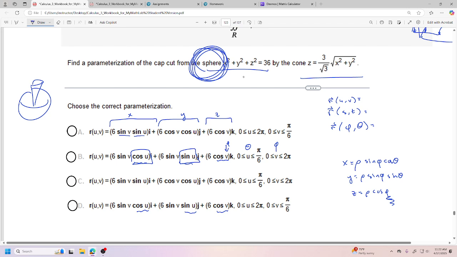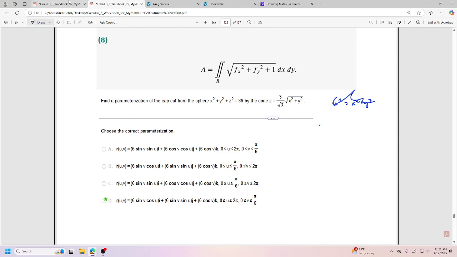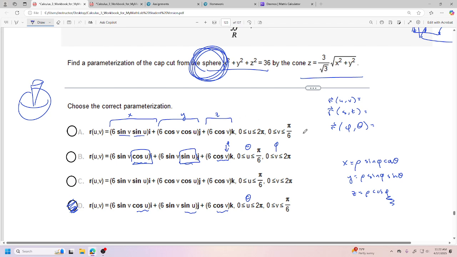Now, is theta supposed to go from 0 to pi over 6? Or is theta supposed to go from 0 to 2 pi? Exactly right. Flash the answer. Cool, right? So what we're doing here is we're decoding, okay?